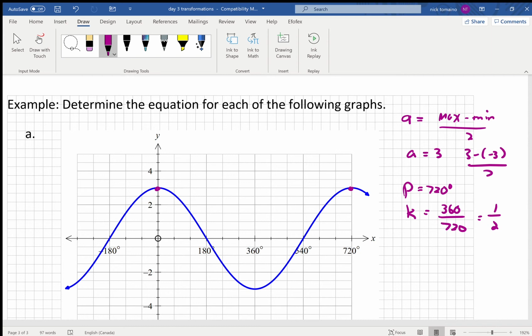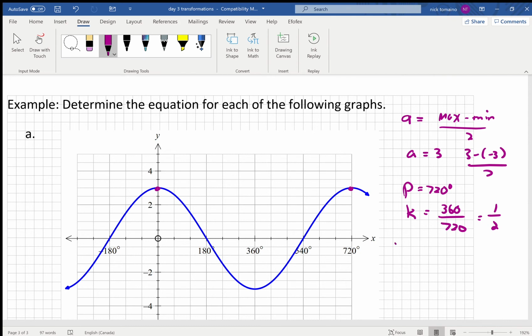Okay, now if we're doing a cosine curve, there is no phase shift because the maximum is on the y-axis. And also, there is no vertical shift because the graph is symmetrical about the x-axis. It hasn't been shifted above it or below it at all.